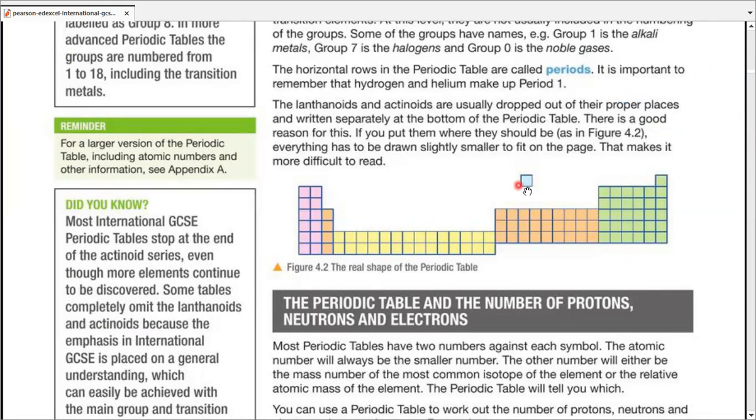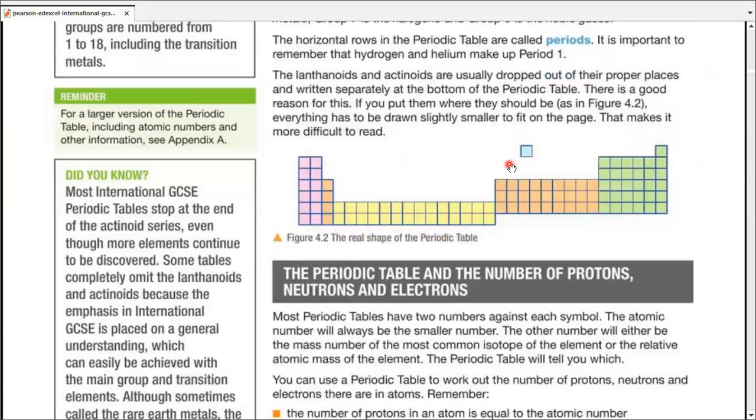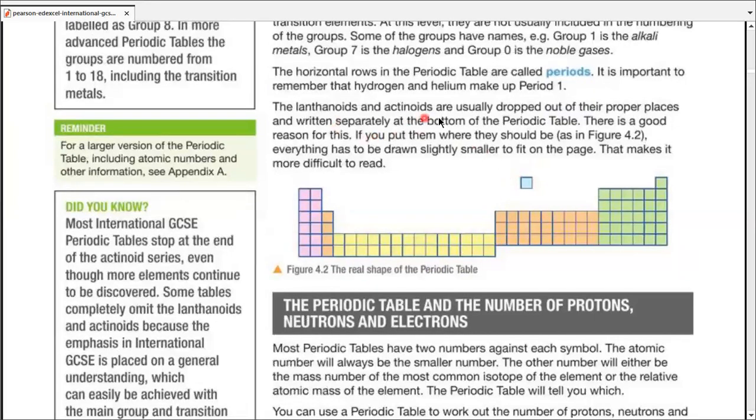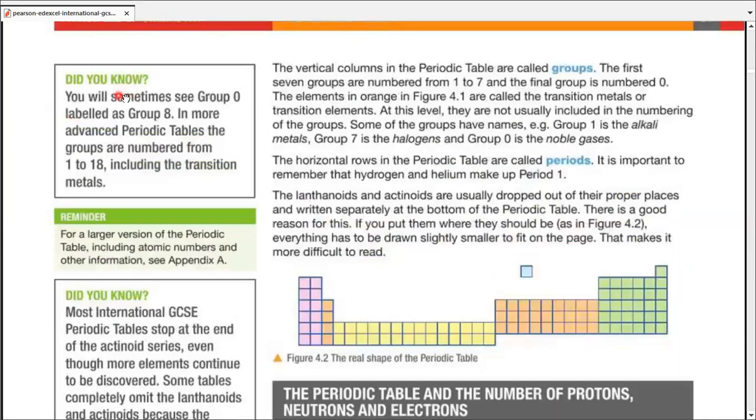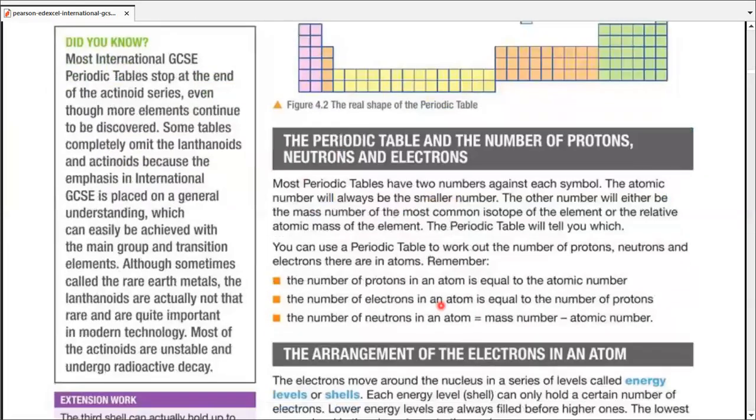All right, this is giving you an idea that the top of the periodic table is mostly empty space, while the bottom of the periodic table is literally filled with elements, and most of the elements are actually present at the bottom. Lanthanides and actinides are actually dropped out of their original proper places, written separately at the bottom of the periodic table. We have a good reason for this, but we'll do that later. If you go with this did you know part, you would see that group 0 is labeled as sometimes group 8. Sometimes the periodic tables are numbered from 1 to 18, including the transition elements, but that is kept for a later part. All right.